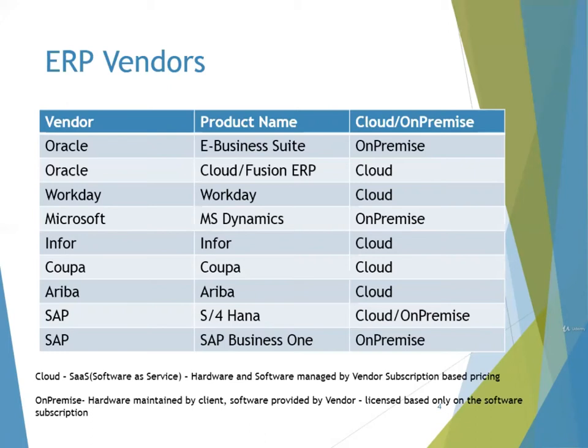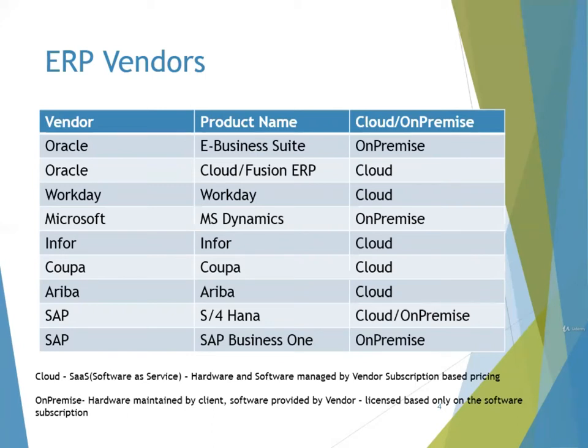If you observe Salesforce CRM, it's totally a cloud-based solution. In Oracle, we have a cloud ERP, which is a total cloud-based solution. NetApps is a cloud-based solution. Microsoft Dynamics is an on-premise one. Infor is a cloud-based solution. Ariba is a cloud-based solution. Workday is a cloud-based solution. So the basic thing you have to understand is what is on-premise and what is cloud-based.